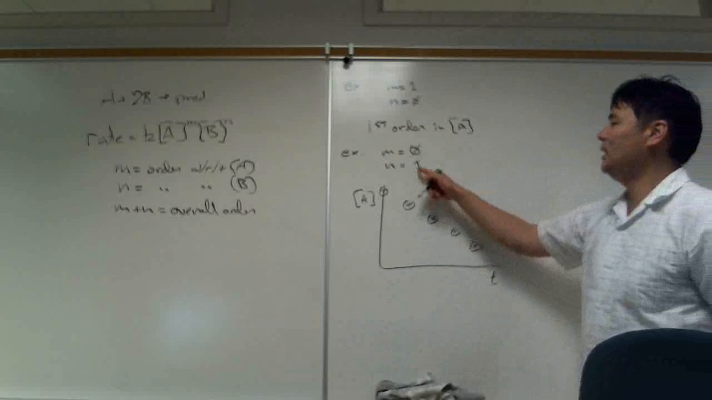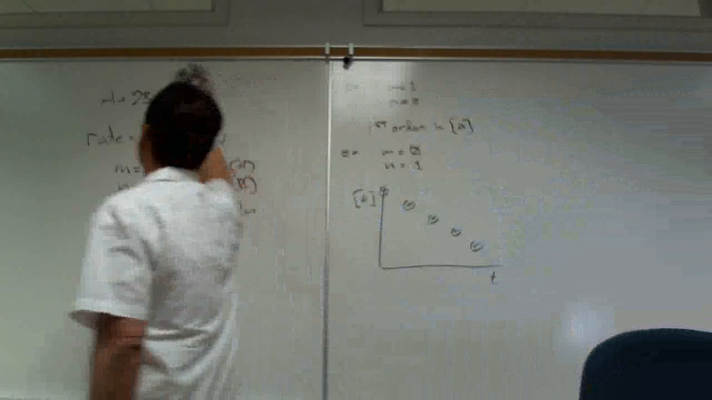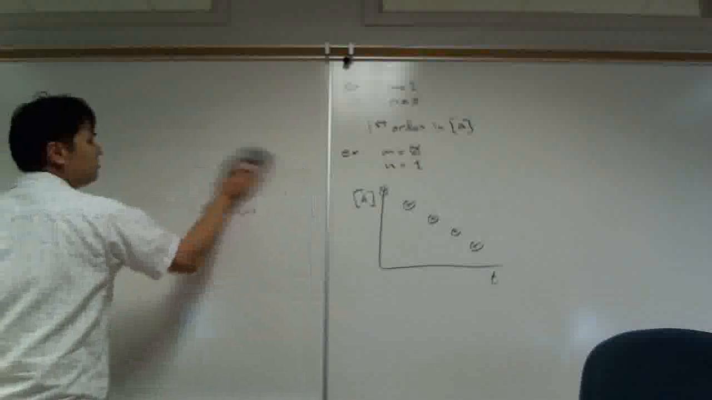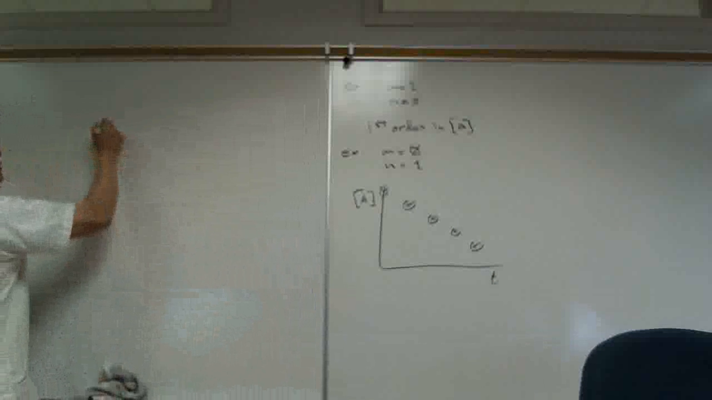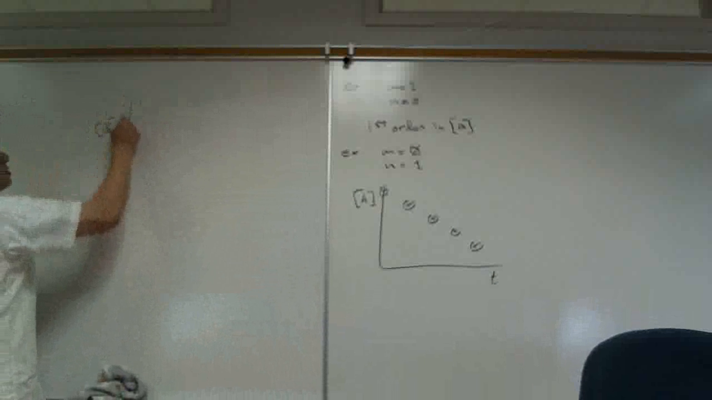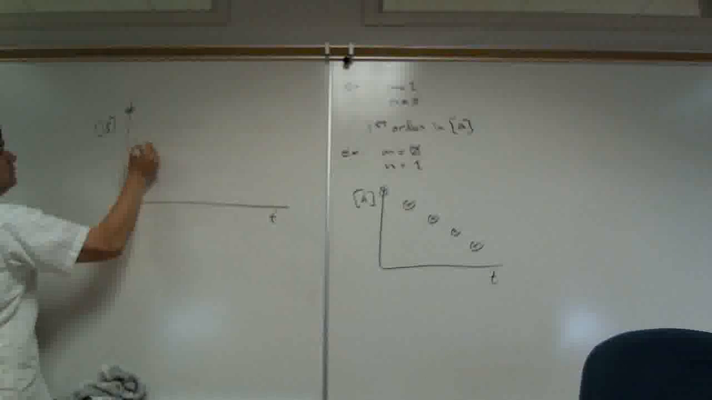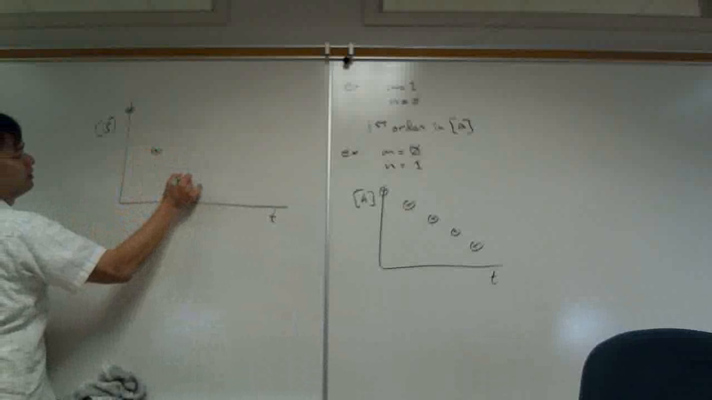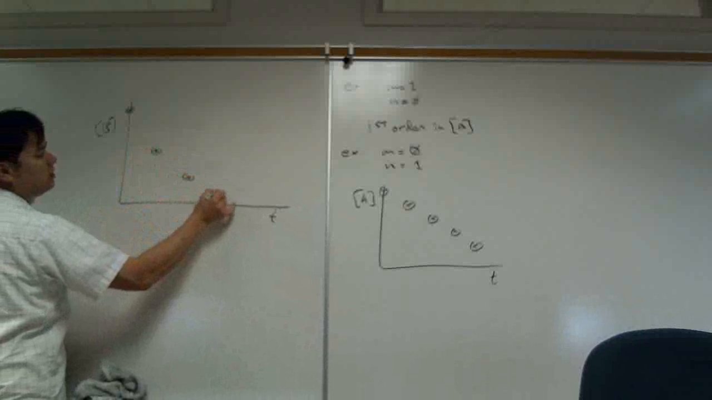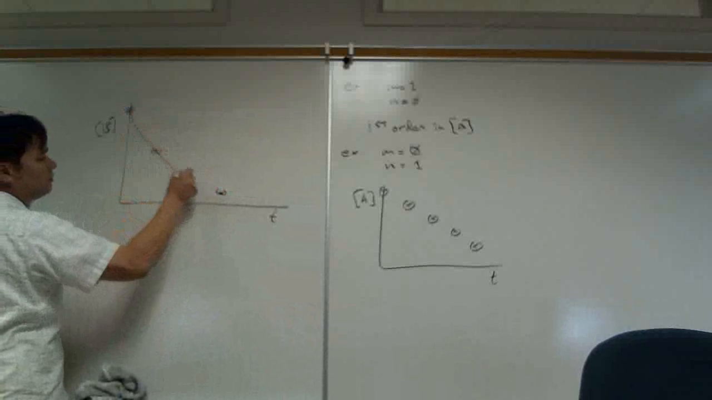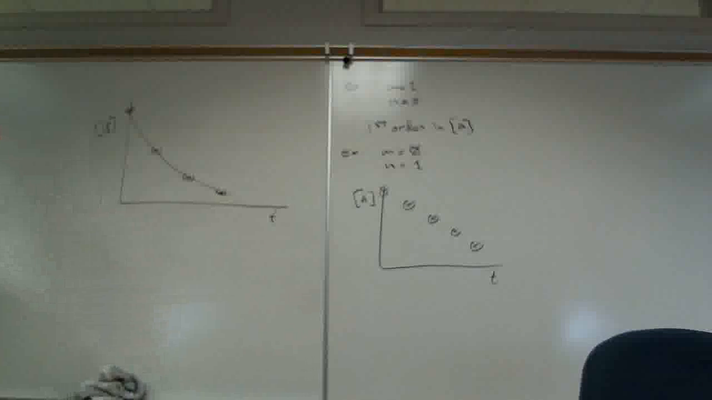Whereas when we look at B, now B has a first order dependence. If B has a first order dependence, then we look at B, concentration versus time. What should this graph look like? Well, it should be just a regular first order exponential decay curve like this. Right?